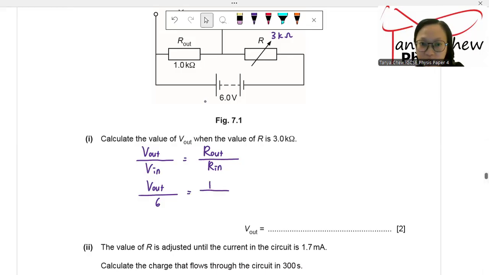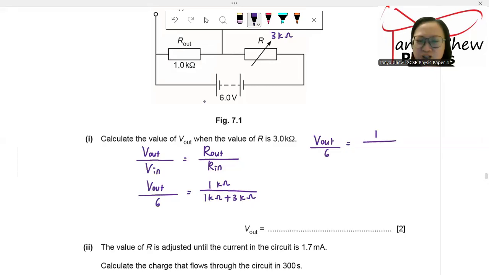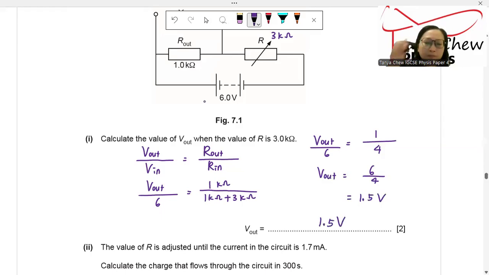So R input, 1 kilo ohm. R input is the one that is related to the total resistance of the circuit. Since the potential divider concept can only be used in a series circuit, all you need to do is add all the resistances, 1 kilo ohm plus 3 kilo ohm. So you have V output over 6 equal to 1 over, I just cancel out all the kilo ohms, 4. V output will be equal to 6 divided by 4, which is equal to 1.5 volt. So 1.5 volt is the answer.